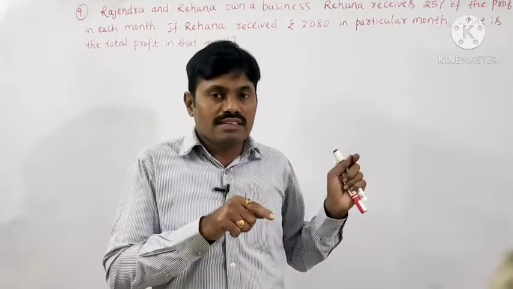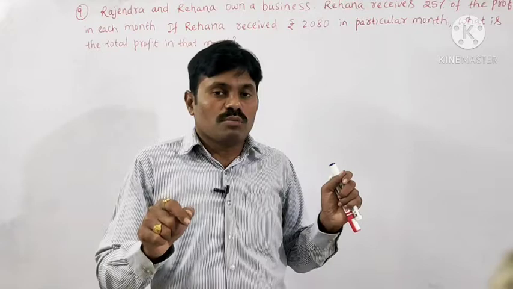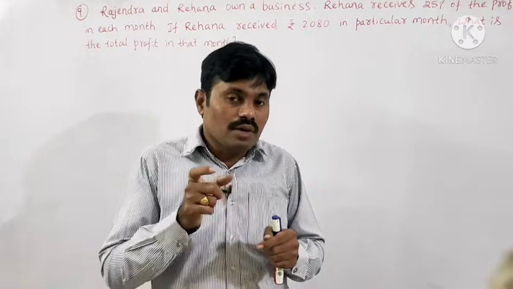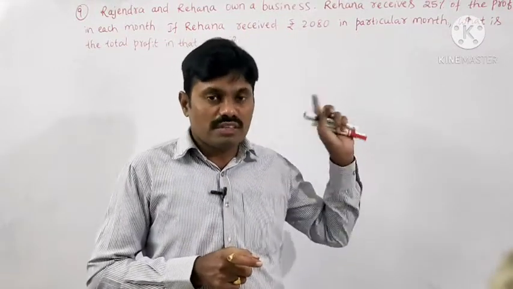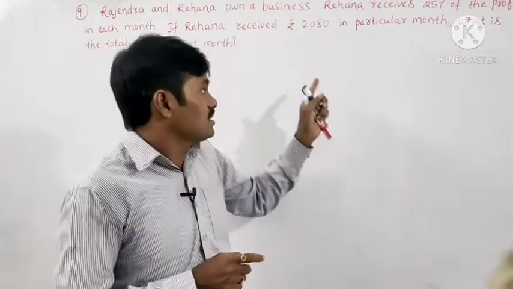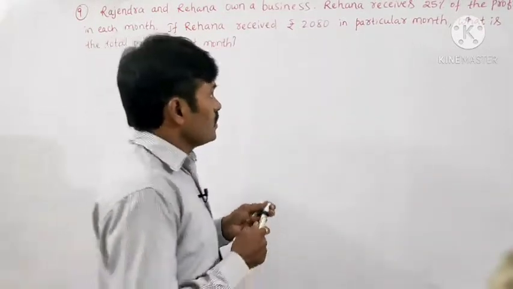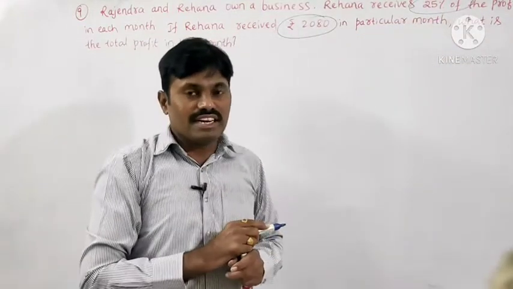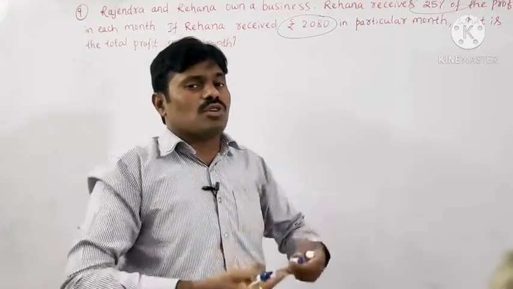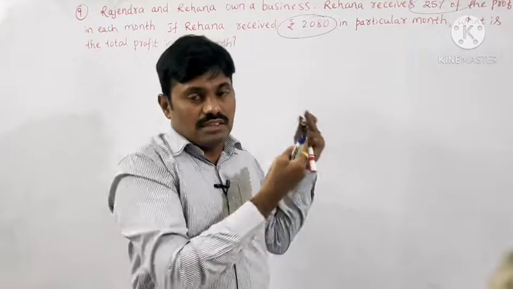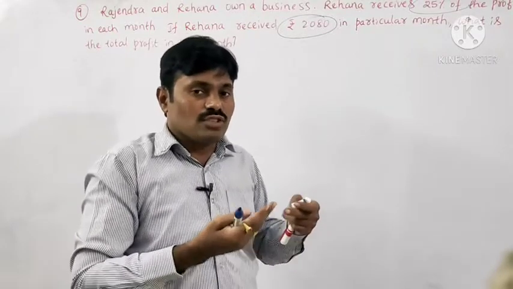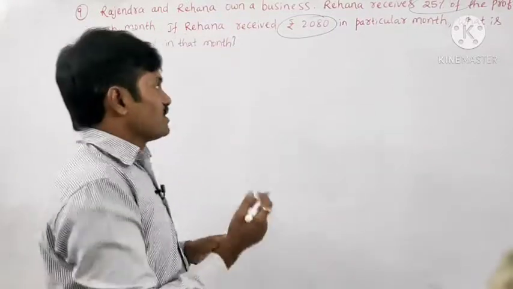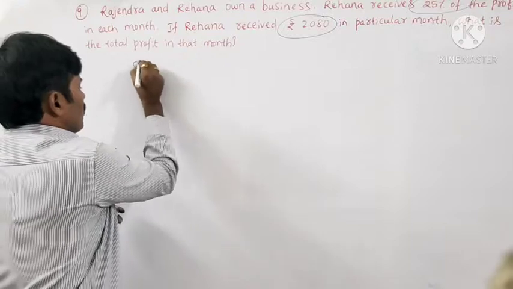So Rehana receives 25% of the total profit each month, and the amount in rupees is also given, not only the percentage. How many rupees? 2080 rupees. So she receives 25% of the profit, and that amount is clearly 2080 rupees. That means 25% of the total profit is 2080 rupees. Clear? Now come to the solution part.